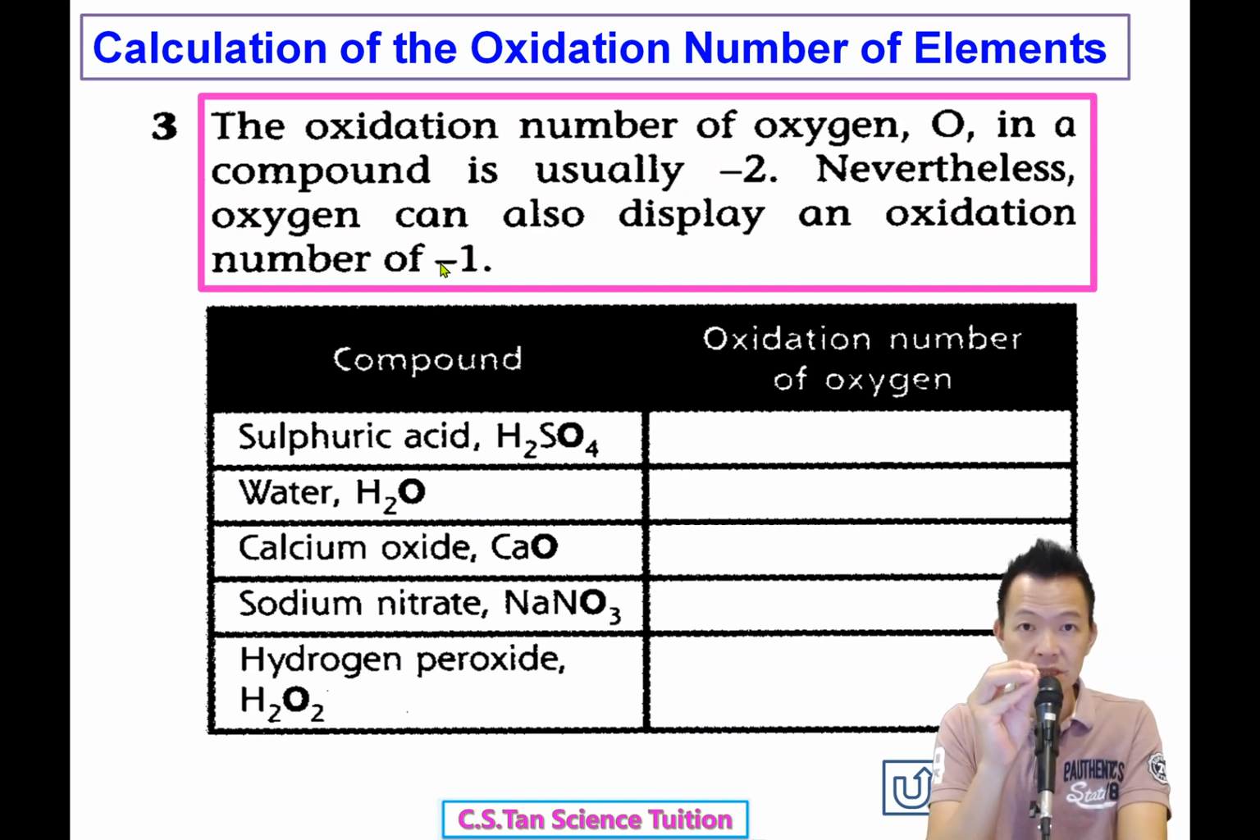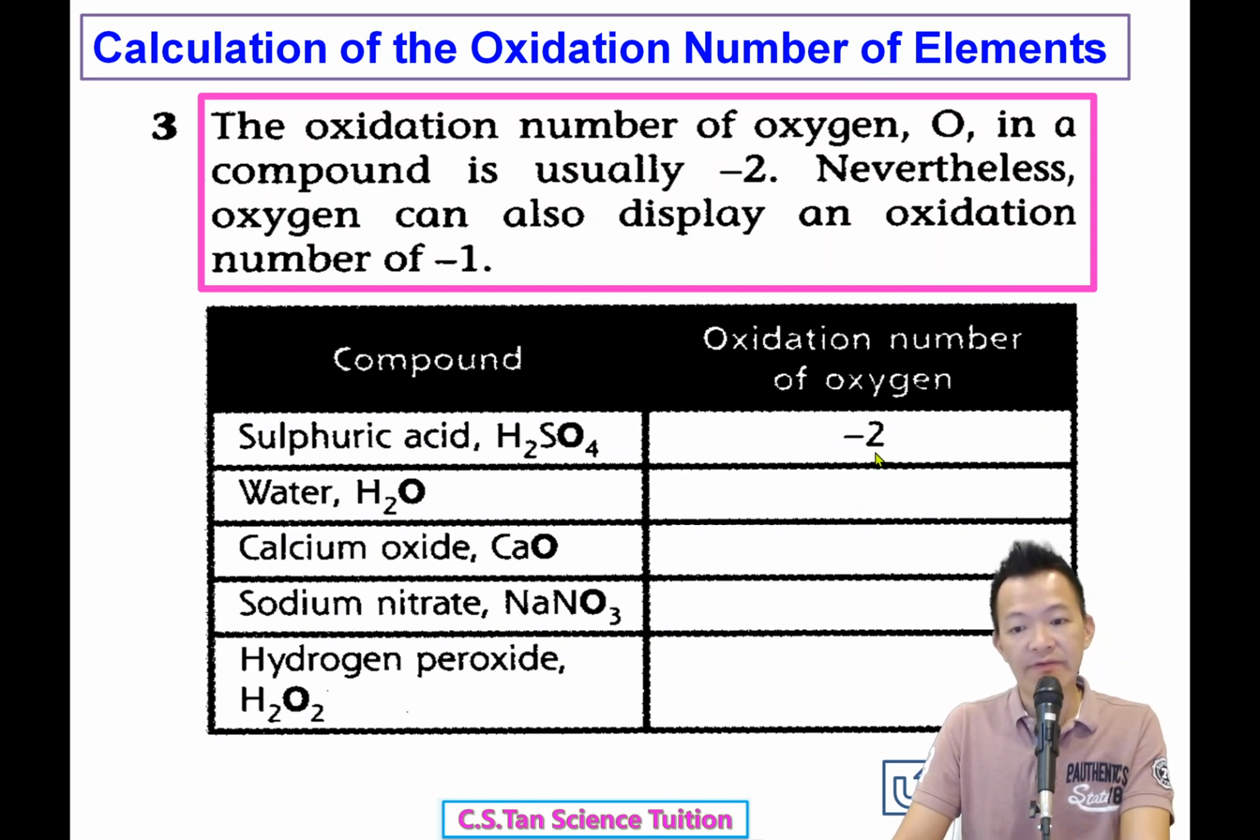It is roughly negative 2 all the time. Okay, so oxygen in the sulfuric acid, the oxidation number is negative 2. In sulfuric acid, its ion charge is negative 2. Okay, oxygen in the water is still negative 2. Oxygen in the calcium oxide is also negative 2. Oxygen in the sodium nitrate is also negative 2.